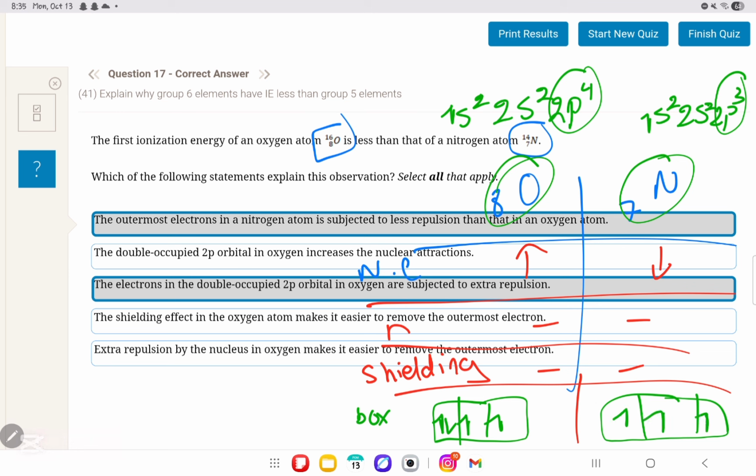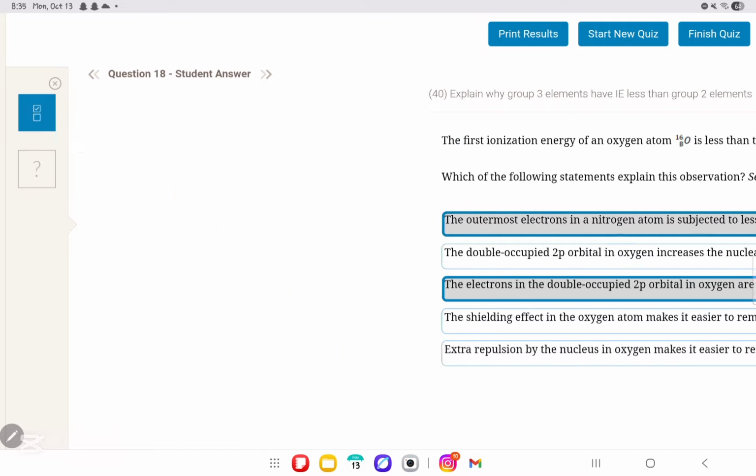So in the last p orbital of oxygen and nitrogen, oxygen experiences more electron-to-electron repulsion, which makes it easier for us to take away the electron, whereas nitrogen experiences less electron-to-electron repulsion. So thus, it's going to be harder for us to take away the electron.